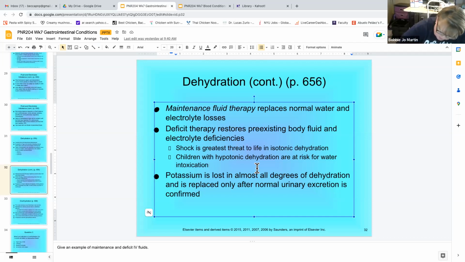Because hypotonic means that there's more water than other particles in the blood. And then hypertonic is the opposite. So if you're hypotonic, water would just make the hypotonicity worse. Right. Okay. All right. Thank you.